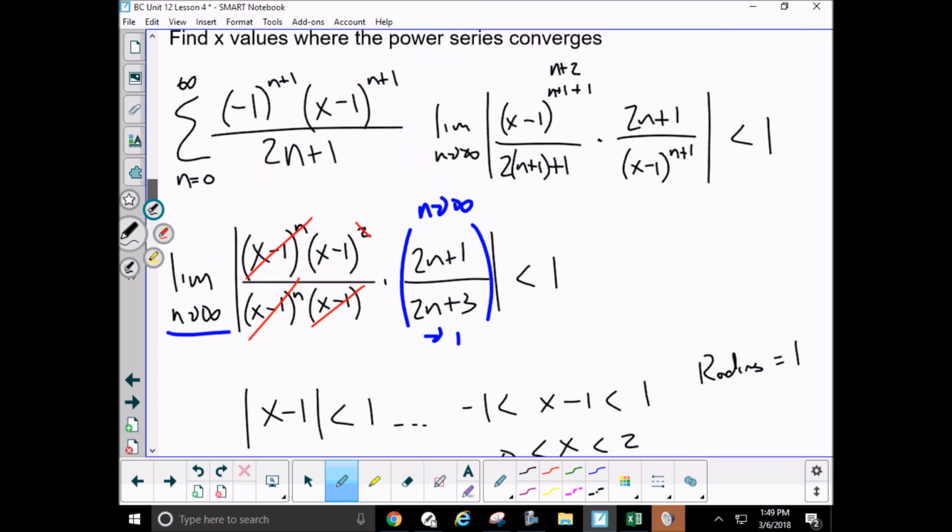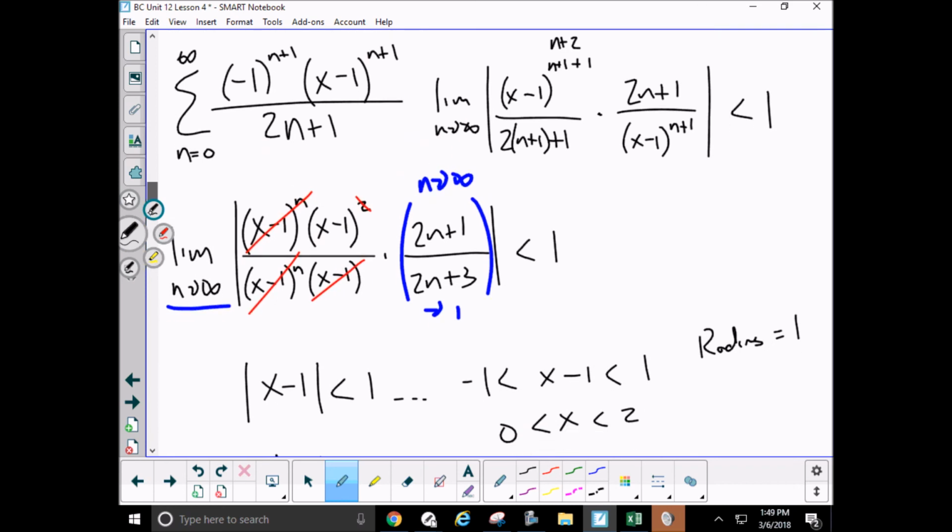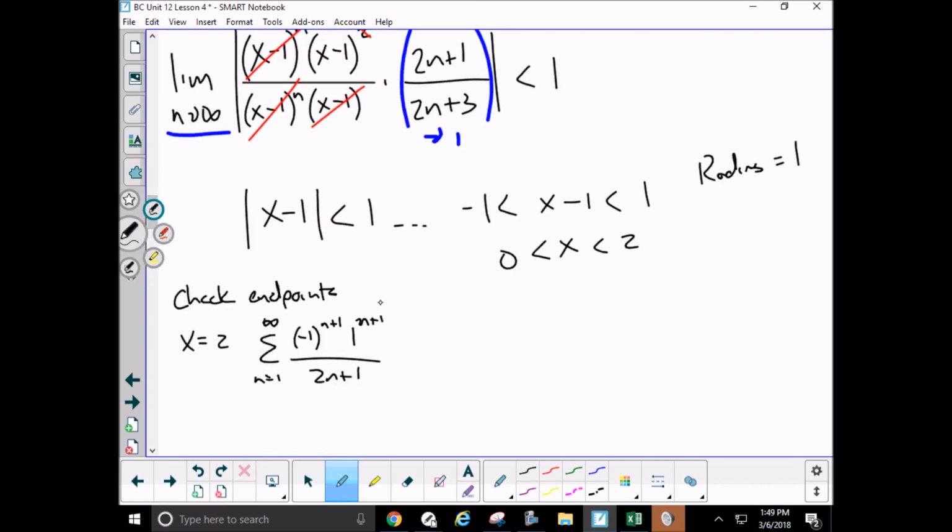Okay, well, 1 to the n plus 1 is just going to be 1. So this simplifies to be the sum, n starts from 1 to infinity, of negative 1 to the n plus 1 over 2n plus 1. This is a convergent series, that's an alternating series. It can be compared to the harmonic series.